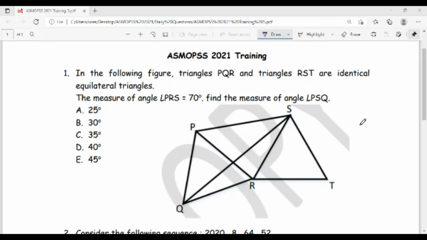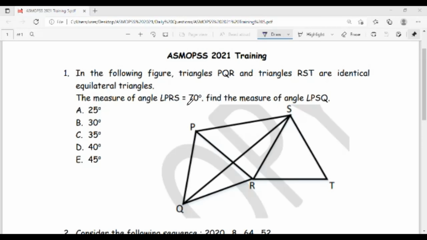Question 1. In the following figure, triangles PQR and RST are identical equilateral triangles. The measure of angle PRS is 70 degrees. Find the measure of angle PSQ.